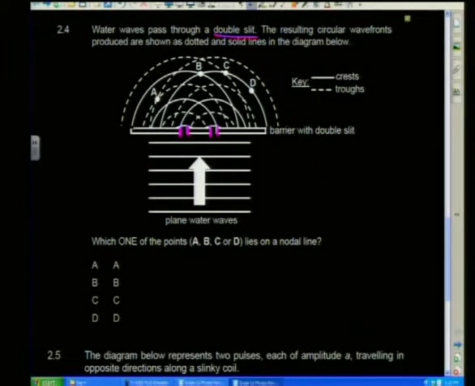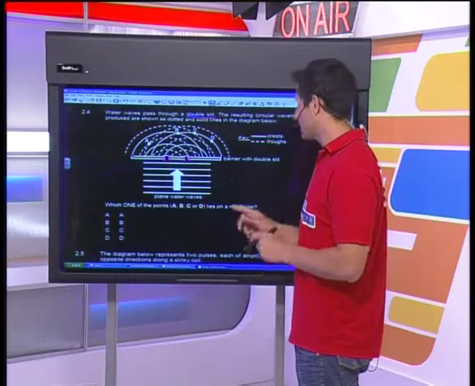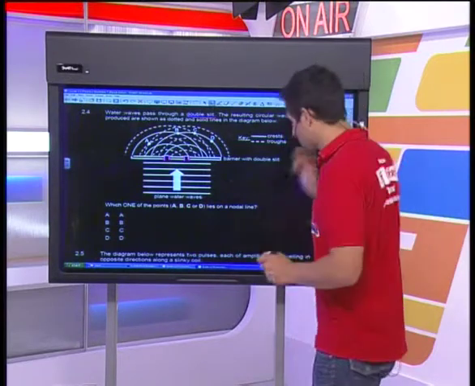So it all looks very, very confusing. And what I'm actually hoping is that my producers actually got this on the screen. And you can actually see that the troughs and the crests are different lines. My crests are solid lines, while my troughs are dotted lines. So let's take a look and see what they're asking for me. They say which one of the points, A, B, C, or D, lies on nodal lines.